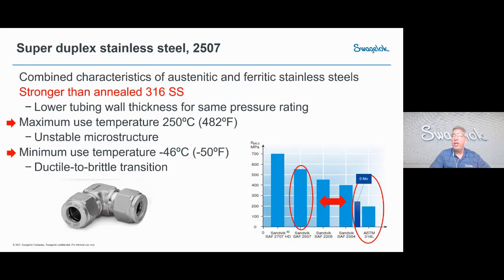There are some limitations you have to be concerned about when dealing with duplex, although it has stronger properties, as you can see in the plot on the bottom right. There are some limitations on temperature. Because it has a ferrite constituent, it can't be used at temperatures below 50 degrees Fahrenheit. Also, because of the alloying composition, you can't use this material above 500 degrees Fahrenheit. It starts to produce a microstructure which can embrittle the material. Probably the safest way to say it.